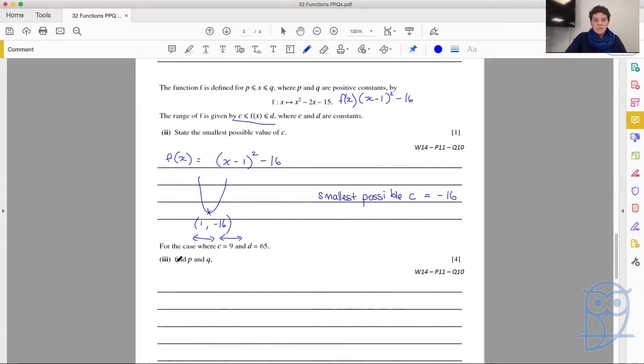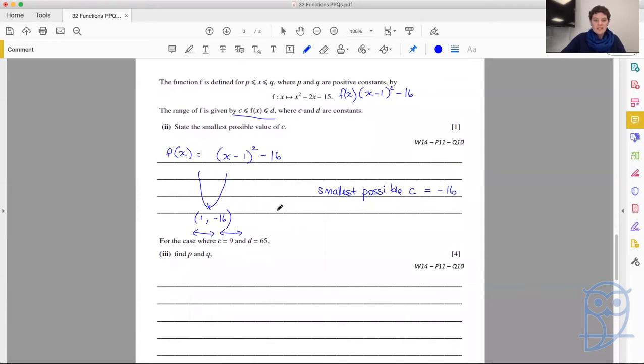So, next one. Now C is more than 16. C is now 9 and D is 65. So we're not working in terms of the bottom of this curve. We're now going to restrict. So we could have, let's just draw it a little bit flatter so it's easier to see. Let's say that C is 9 and D is 65. So this is our range. So we could be cutting here and here, 9 to 65. Okay, or we could have it on the other side, 9 to 65.